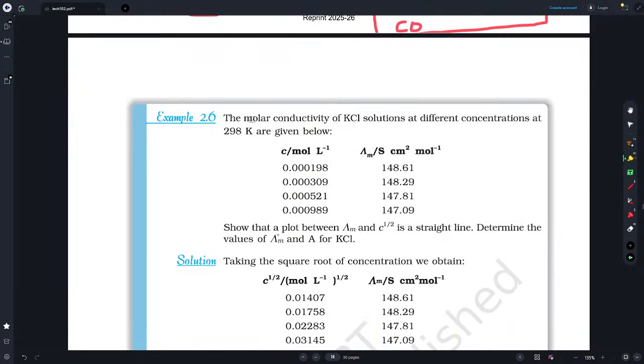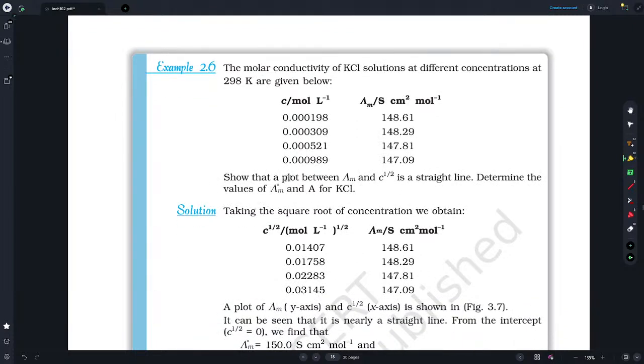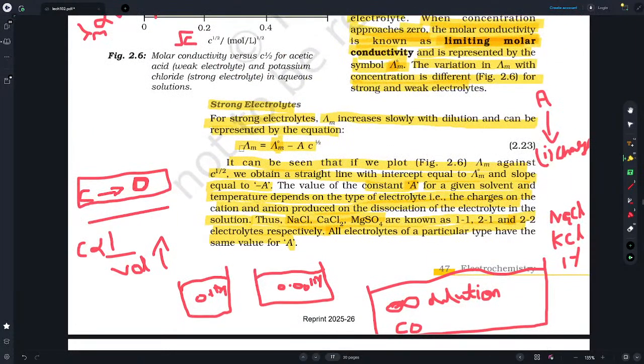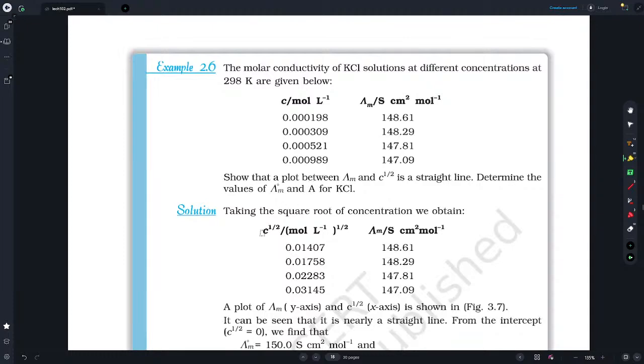The molar conductivity of KCl solution at different concentrations at 298 Kelvin are given below. Show that a plot between molar conductivity and root C is a straight line. Determine the values of limiting molar conductivity and A for KCl solution. We have the equation: the molar conductivity equals limiting molar conductivity minus A root C. So we can use that equation here for finding the limiting molar conductivity.